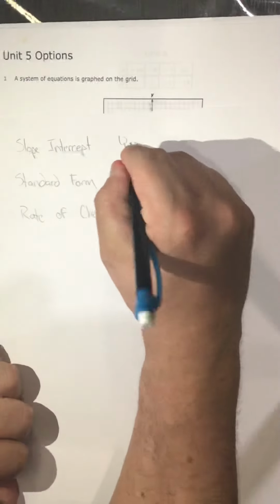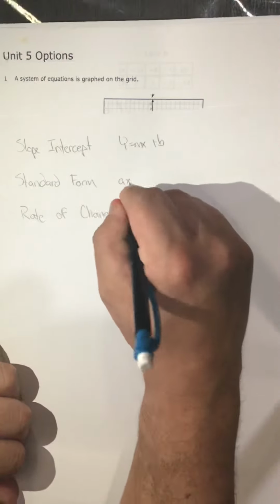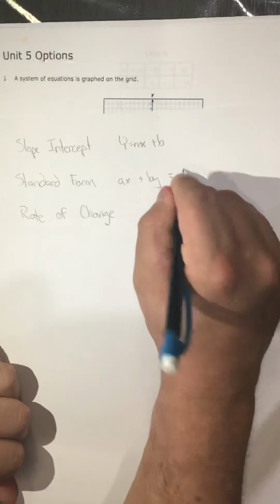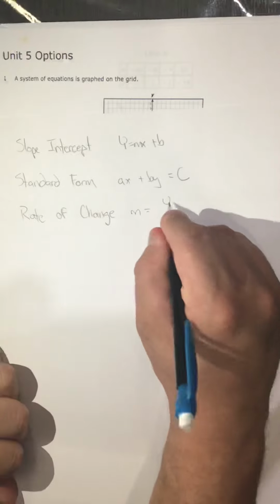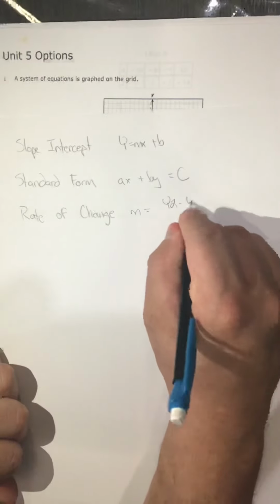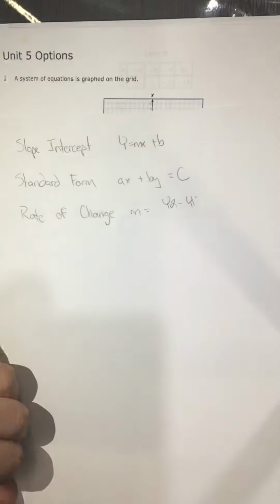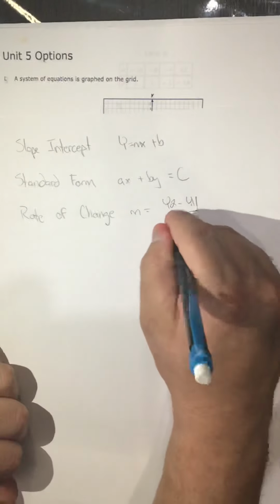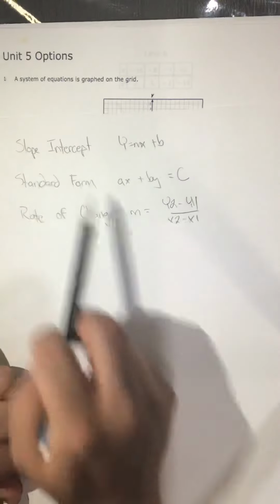You'll need to know y equals mx plus b. You'll need to know ax plus by equals c. And more importantly, this applies to both: m equals y2 minus y1 over x2 minus x1.